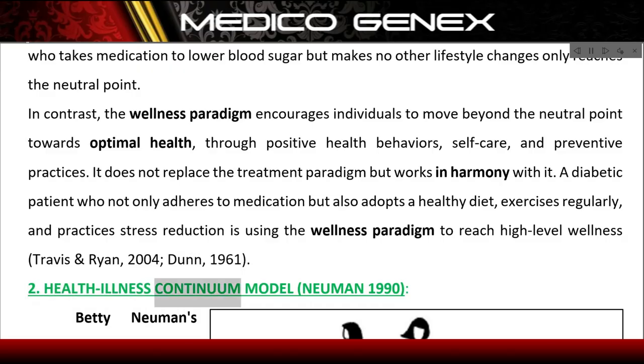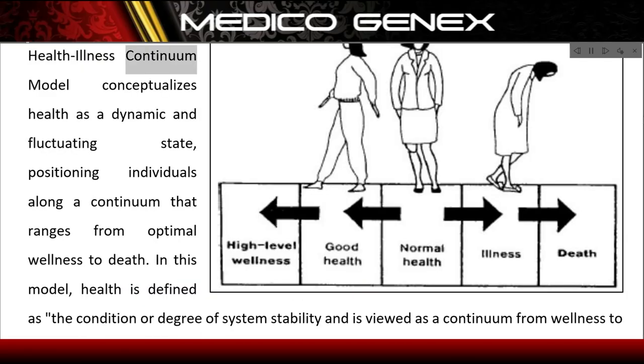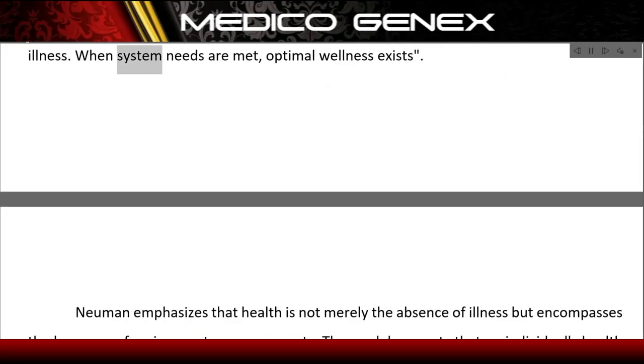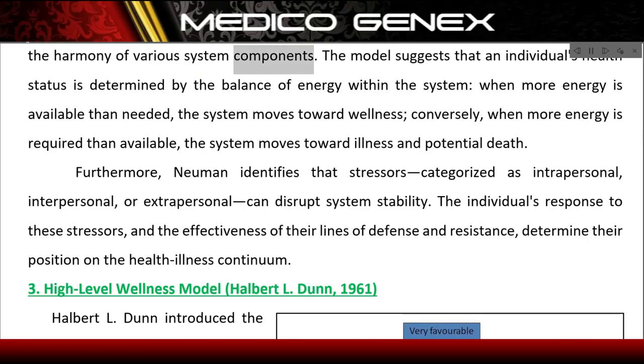2. Health-Illness Continuum Model, Neuman, 1990. Betty Neuman's Health-Illness Continuum Model conceptualized health as a dynamic and fluctuating state, positioning individuals along a continuum that ranges from optimal wellness to death. In this model, health is defined as the condition or degree of system stability and is viewed as a continuum from wellness to illness. When system needs are met, optimal wellness exists. Neuman emphasizes that health is not merely the absence of illness but encompasses the harmony of various system components.